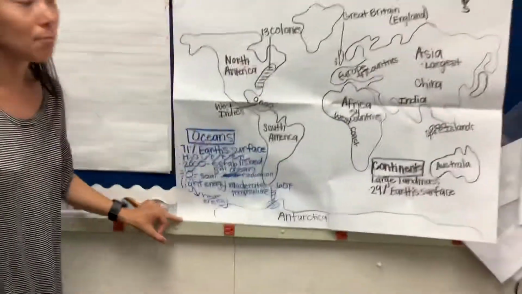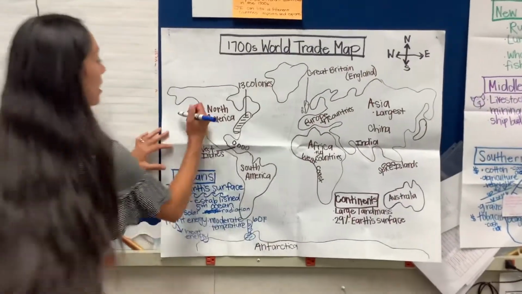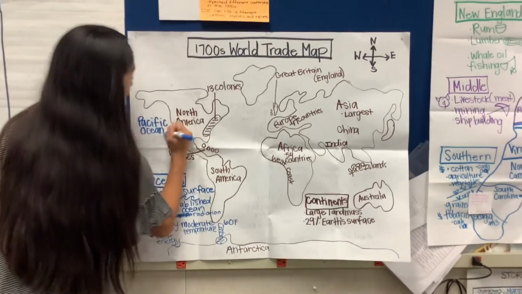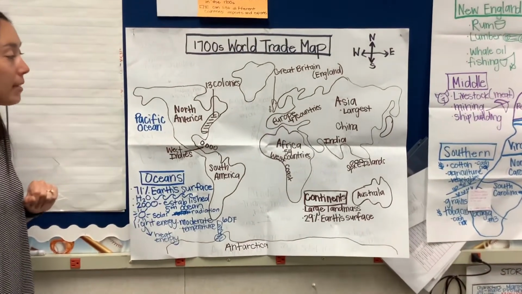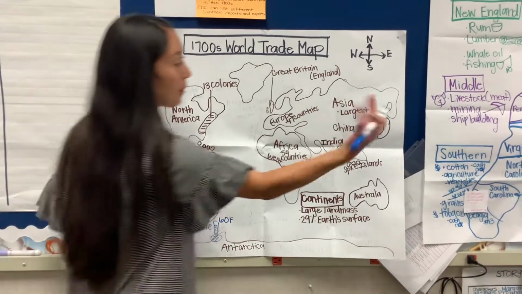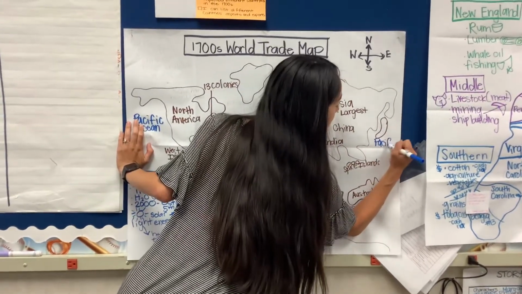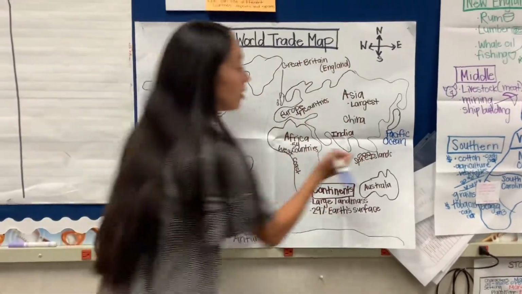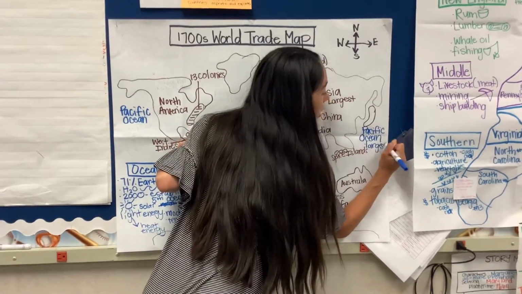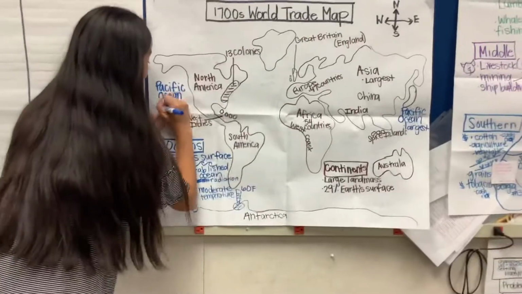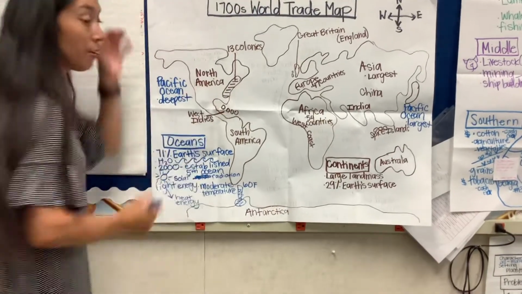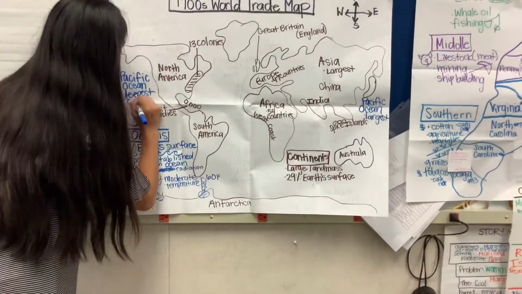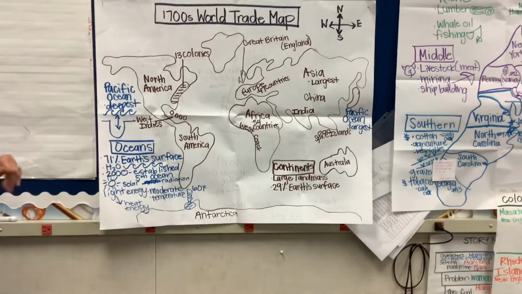Now we're going to name some of our oceans. We have the Pacific Ocean. Say that with me. The Pacific Ocean. The Pacific Ocean not only touches North America, but it also touches Asia. The Pacific Ocean is the largest ocean. Do and say that with me. The largest ocean. The Pacific Ocean is also the deepest ocean. Do and say that with me. The Pacific Ocean is the deepest ocean.